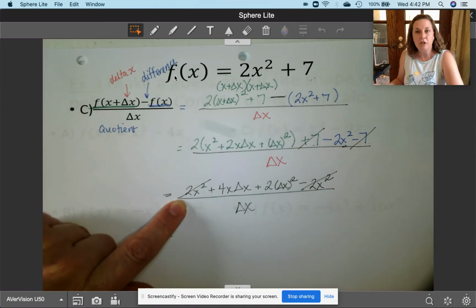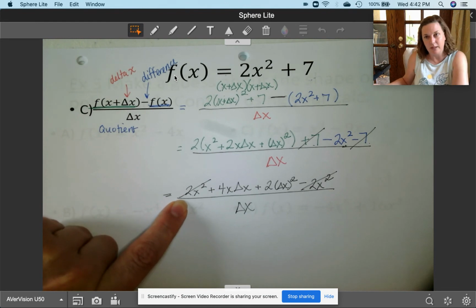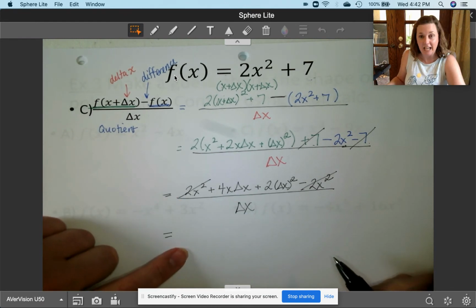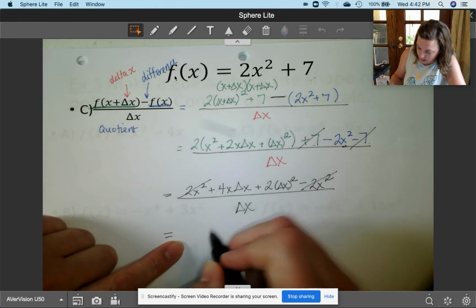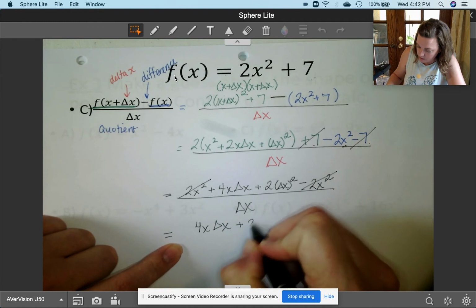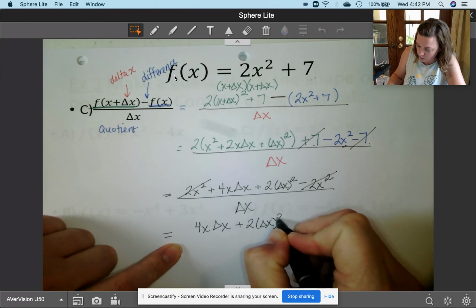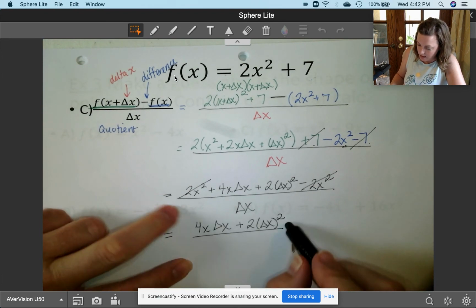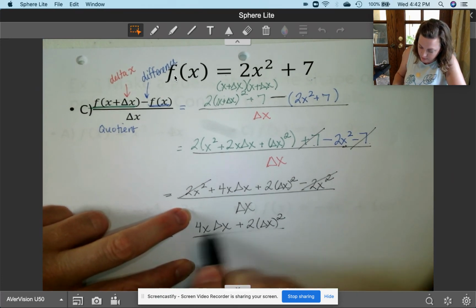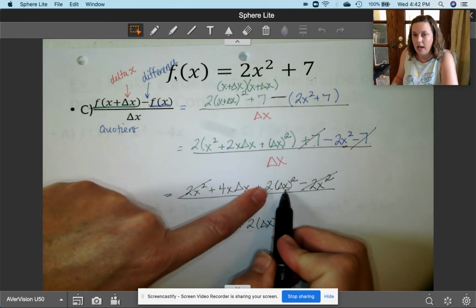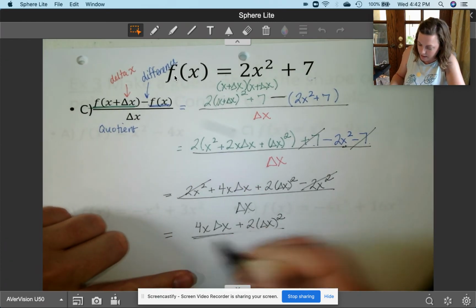Yay. That should happen. If it doesn't happen, you probably made a mistake. This is the whole point of the difference quotient, is that it'll clean up. All right, so we have 4x delta x plus 2 delta x squared, all divided by delta x. And I'm going to go ahead and say my favorite way to do this is to remember that delta x is dividing every single term. So I'm going to break that up.